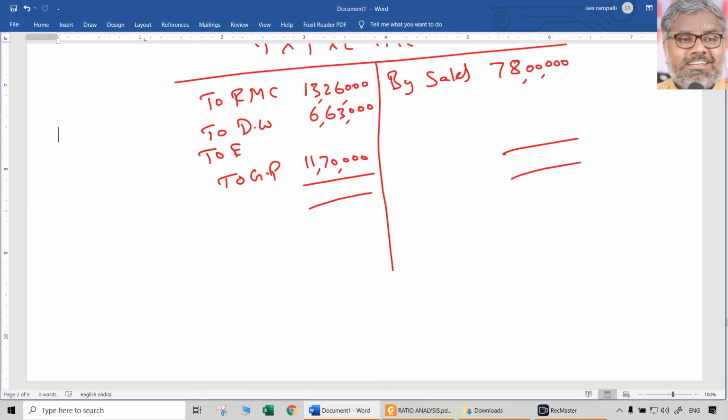That will be direct expenses. Direct expenses will be the balancing figure. So how much will that be? 78 lakhs minus 11 lakh 70,000 is works cost. Within that, 13 lakhs 26,000 is raw material consumed and 6 lakhs 63,000 is direct wages, which means 46 lakhs 41,000 is the direct expenses. You should write clearly this is the balancing figure. Total has to be written 78 lakhs.